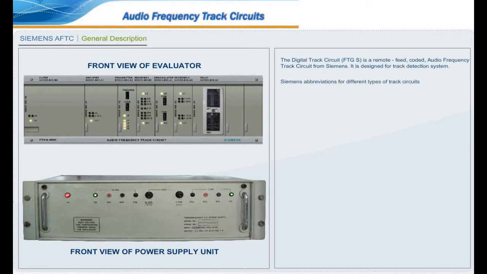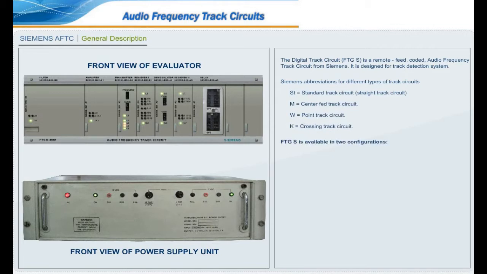Siemens abbreviations for different types of track circuits. ST equals standard track circuit, straight track circuit. M equals center feed track circuit. W equals point track circuit. K equals crossing track circuit.